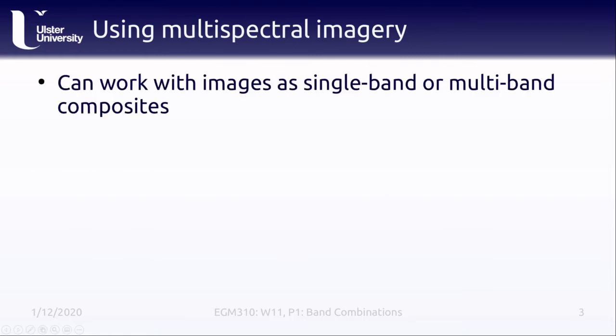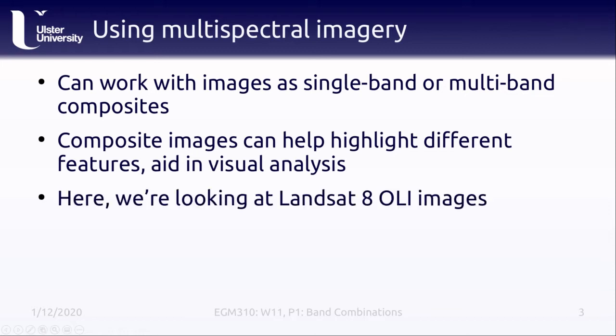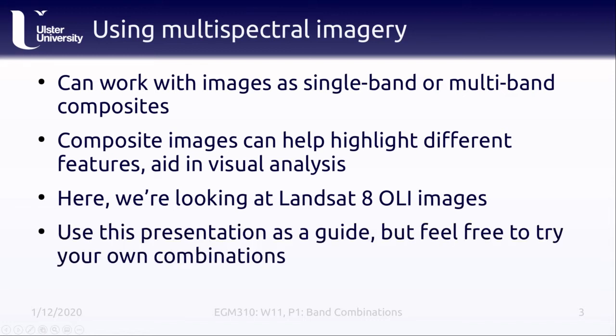We can view remotely sensed images as either single-band grayscale images or as multi-band composites. As you've seen in the practicals so far, composite images can help to highlight different features and aid in visual analysis. In this lesson, we're going to look at Landsat 8 OLI images in a number of different band combinations to see how these band combinations highlight different areas or features. You can use this presentation as a guide for your own work, such as in the TRS assignment, but feel free to try out your own combinations as well.